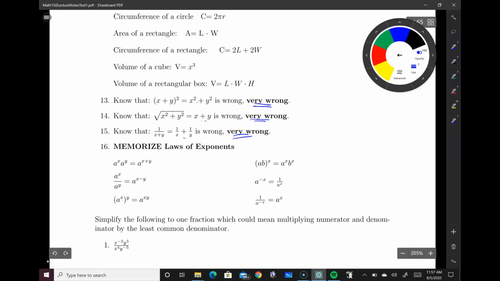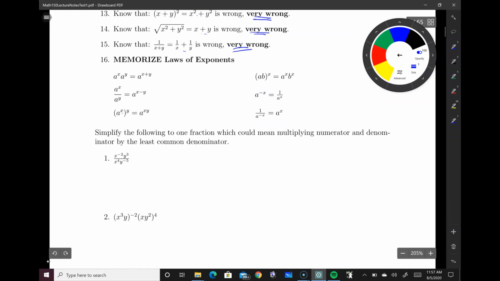This is the situation where you multiply them, right? When they're separated by parentheses, you can distribute this exponent to the a and the b. And a to the negative x is 1 over a to the x. If you've got a to the negative x in the denominator, that comes up to positive a to the x.